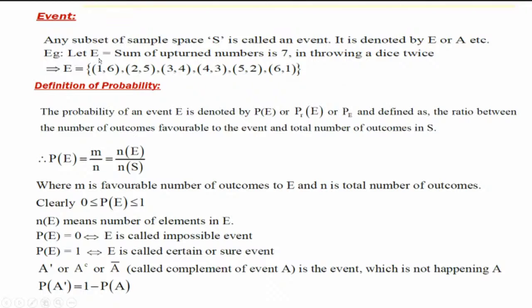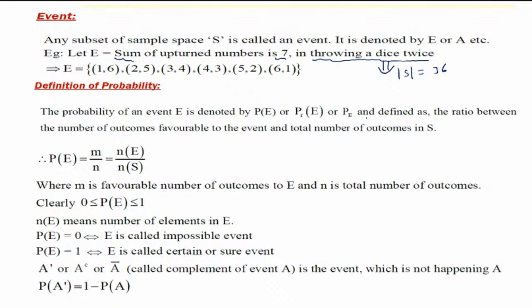For example, let E be the event that the sum of the upturned numbers is 7. Please underline this: sum of upturned numbers is 7. The random experiment here is throwing a dice twice. Just now I explained that mod S is equal to 36 outcomes. A dice thrown twice or two dice thrown once both have the same meaning. Upturned numbers means the number on the top face. Just add them; that value is 7.